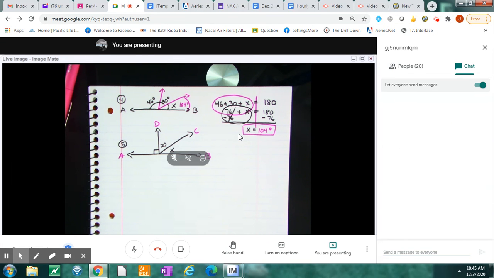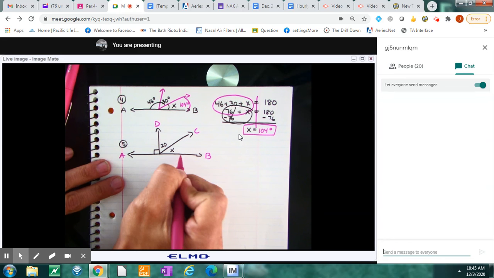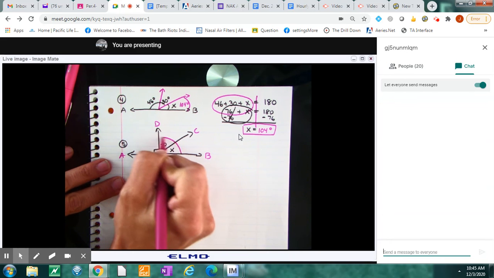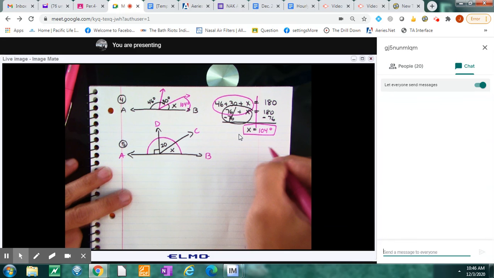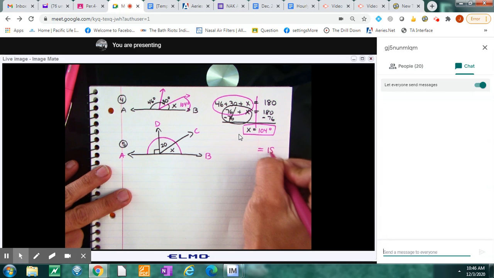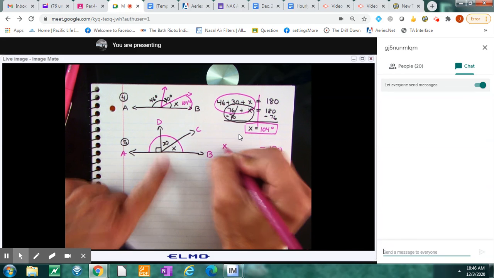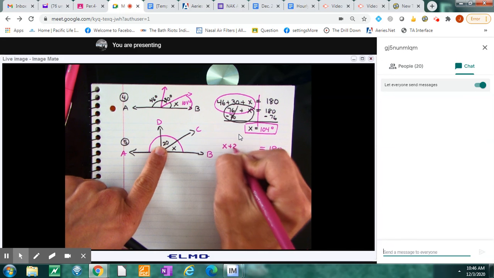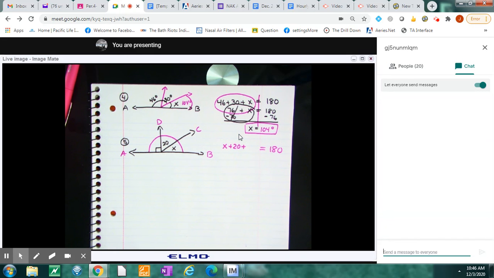Okay, so what do I do? So again, it's a straight line, right? So here's your straight line. And look, it's a half a circle if you draw the whole thing. It's a half a circle, so we know that it's going to be 180, right? However, mister, but I have X. I have 20. But then I don't have anything here. But what did I tell you about the little box?